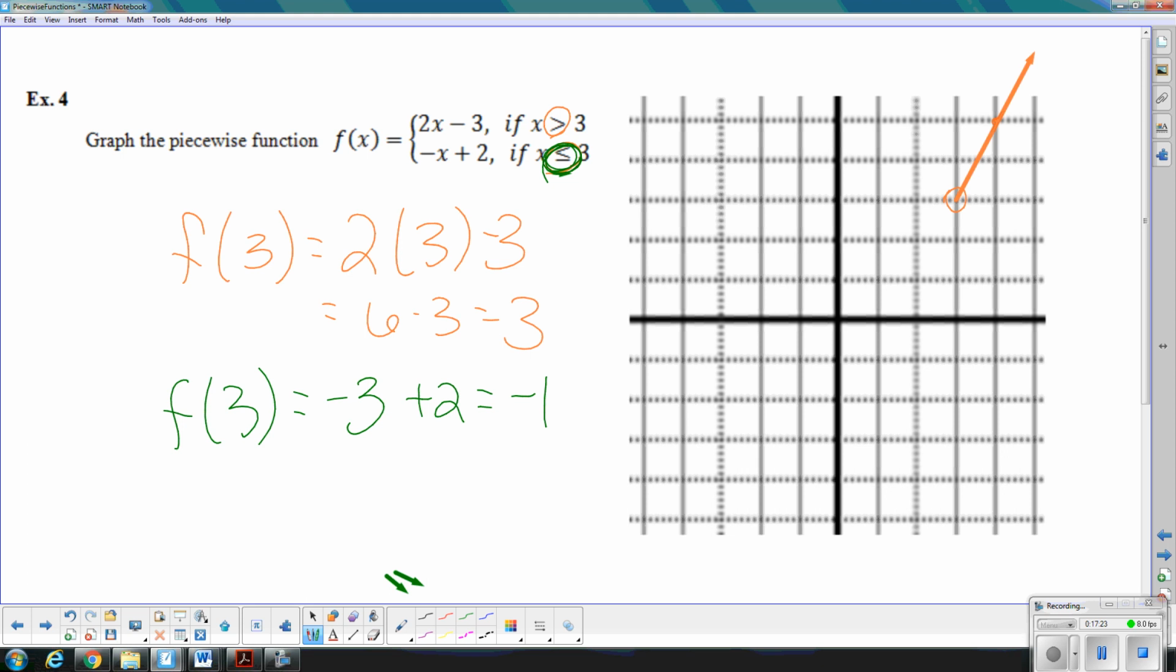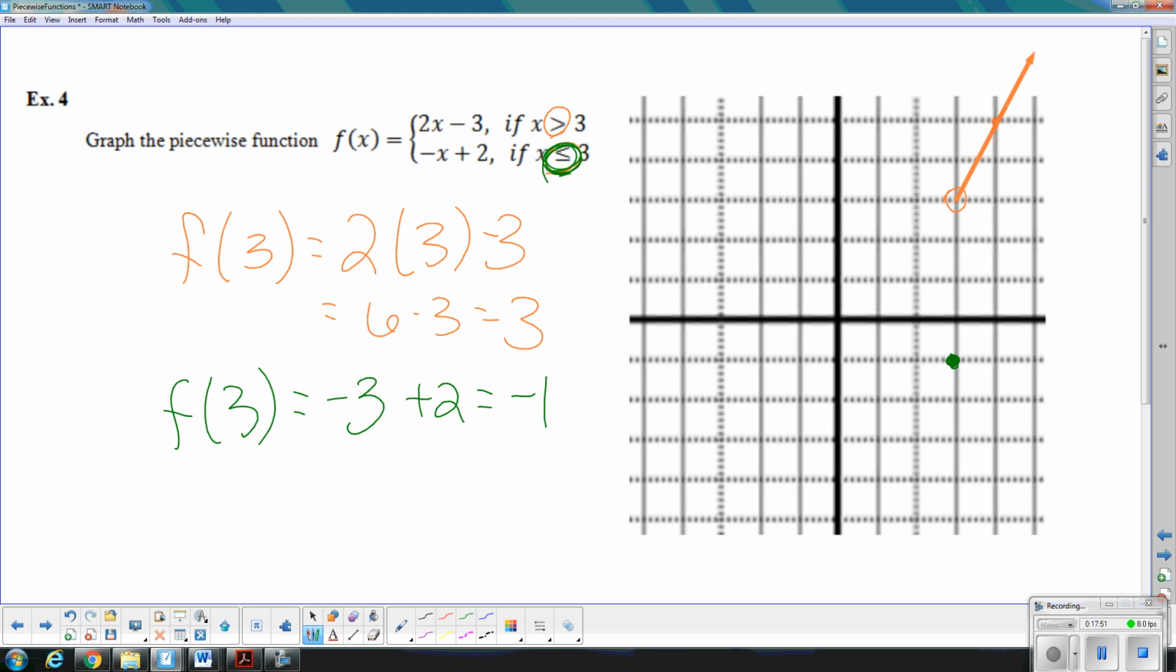(3, negative 1). So we're going to start with 3. When we substituted 3 into our equation, negative x plus 2, we get negative 1. And that includes that point, so we have to use the dot. And then from there, again, you can use another point that's less than 3, or you can use the slope.